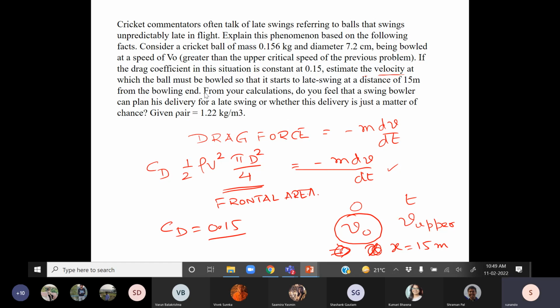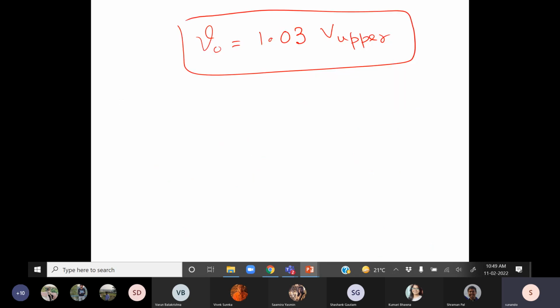So the last part is, from your calculations, do you feel that a swing bowler can plan his delivery for a late swing, or whether this delivery is just a matter of chance? What is your impression based on the final result? What if the velocity is 1.05 times v upper? What would happen? It will swing even later than 15 meters, or it will probably reach the batsman before it starts to swing.